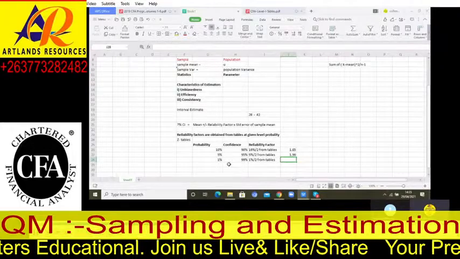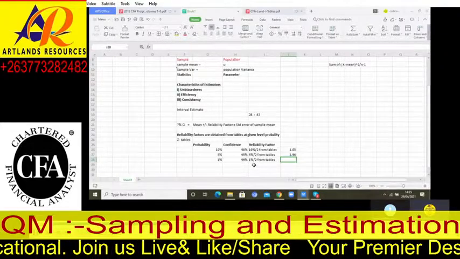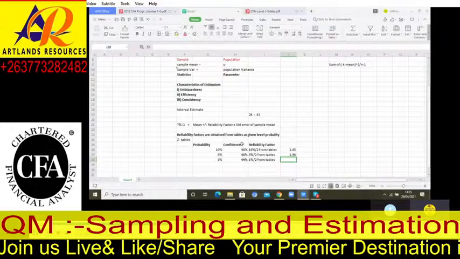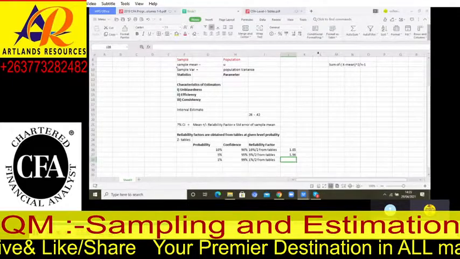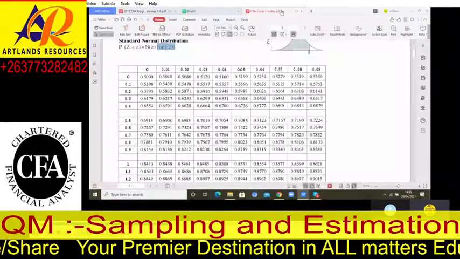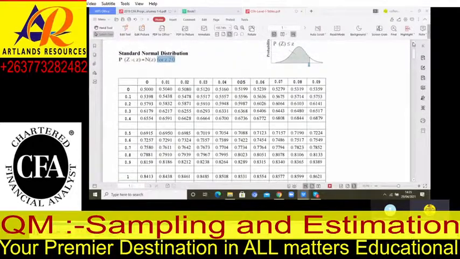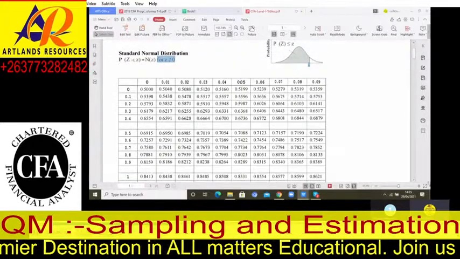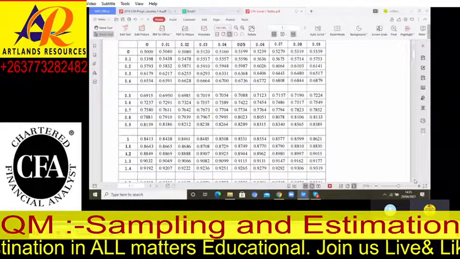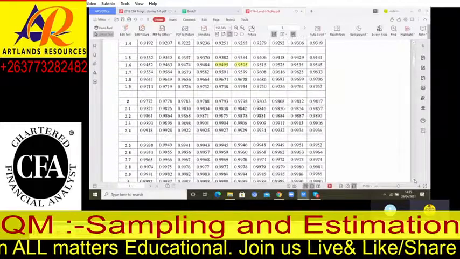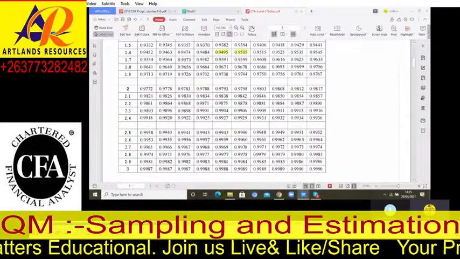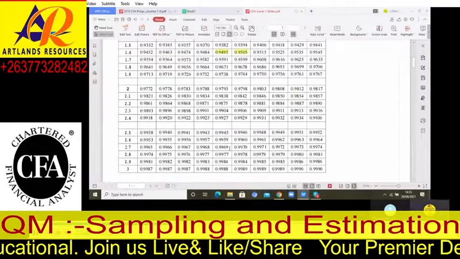Again, for 1%, you do the same. You say 1% divided by 2, you get 0.5%. So the area to the right of Z should be 0.5%, meaning to the left 99.5. So you are looking for 995. That's how you get reliability factors. You can pick it.